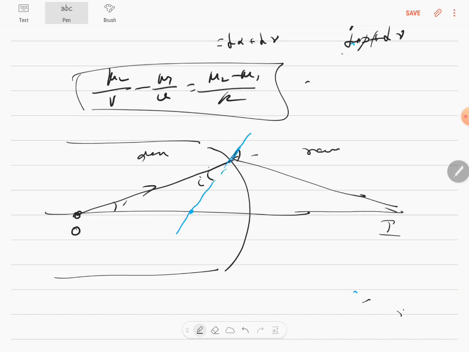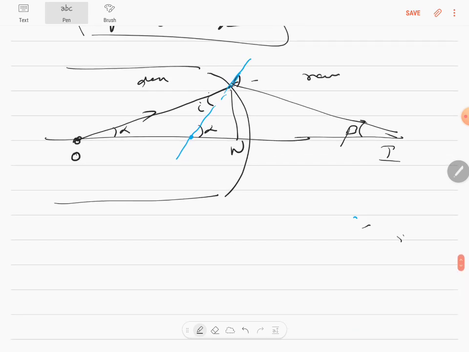So this is your alpha, this is your beta, and this is your gamma, and this is your angle, and you can proceed. Since here the object is in the denser, the second condition will follow, which is mu2 by v minus mu1 by u is equal to mu2 minus mu1 by R. The same condition will follow, where the object was in the denser, the second condition that we learned. The same thing that you have to write. That will be the final formula. You have to derive it.